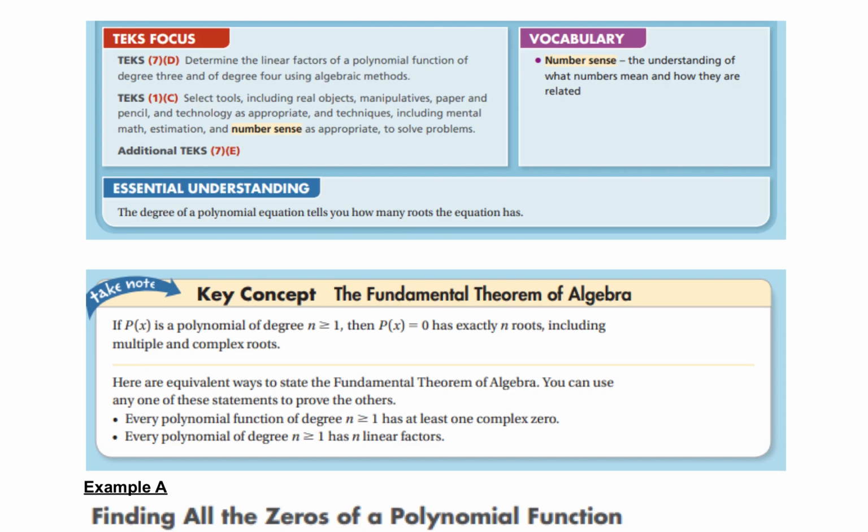Today's lesson is the Fundamental Theorem of Algebra 2. I want to direct your attention to the theorem, and I'm going to summarize. It says where it says take note, key concept. What it's saying is that if the degree is greater than or equal to 1, then the polynomial has exactly n amount of roots. And I'm going to give you an example of that right now.